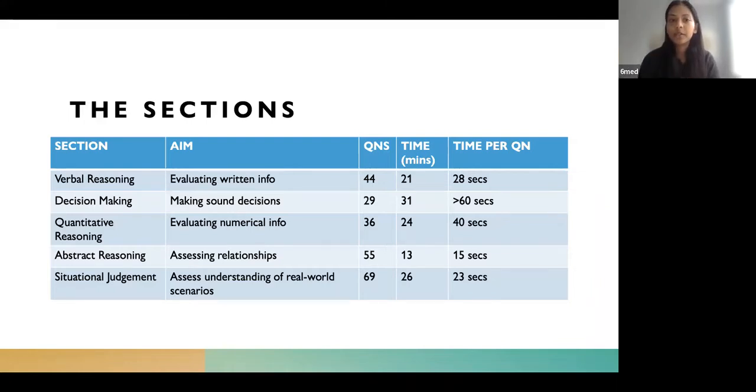Finally, you have situational judgment. A lot of people find this the easiest, or relatively easy, compared to the other sections. You get 69 questions within 26 minutes, so 23 seconds on average per question, and you get different medical scenarios or ethical scenarios. They ask you to rank what's the most appropriate thing to do, or what's the least appropriate thing to do. So those are the kind of questions you get.